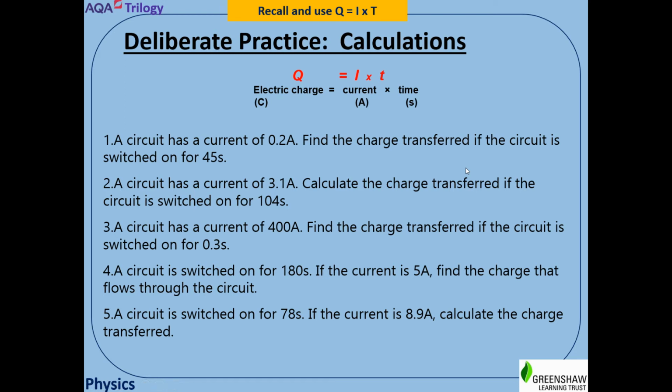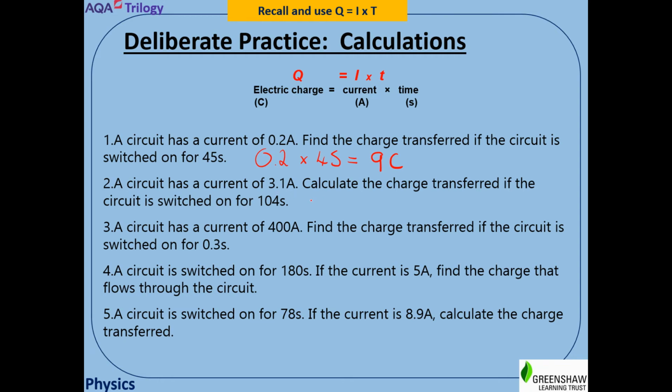Okay, so going through the answers to those now. Question 1, we should have had 0.2 times 45, which is 9 coulombs. I've done that without a calculator, so let's just double check. Yep, good. My mental arithmetic is still good.